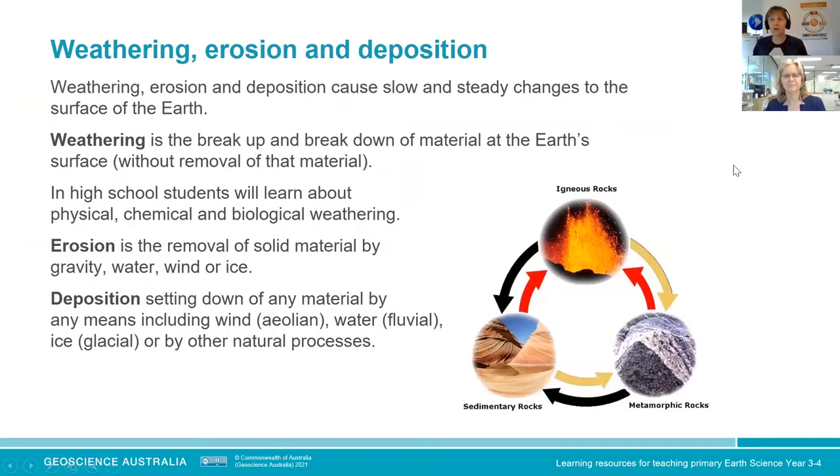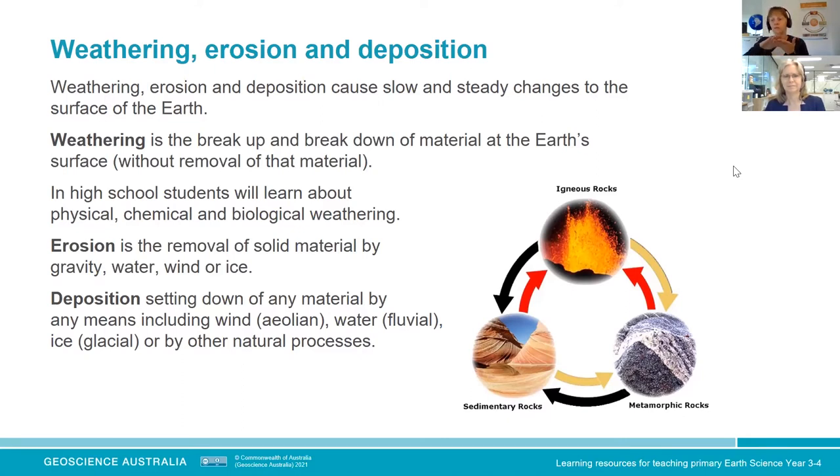So what do these words mean that I keep mentioning? Weathering, erosion and deposition. These are all things that cause slow and steady changes to the surface of the Earth. Weathering is the breakup and breakdown of material at the Earth's surface without that material being moved. Now, in high school, students will go into more detail and learn about physical, chemical, and biological weathering, and we'll mention a few of those today as well.